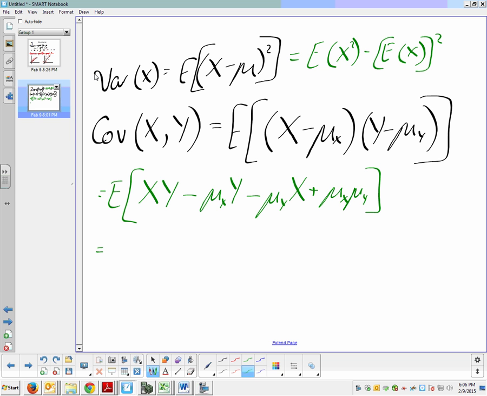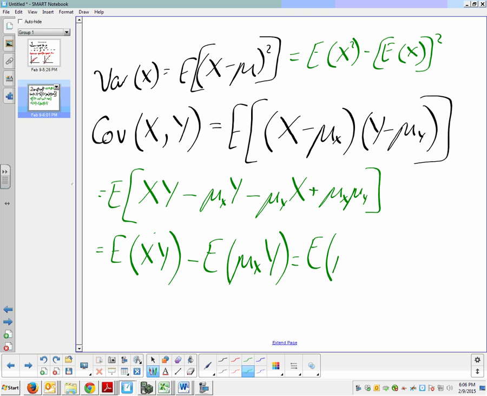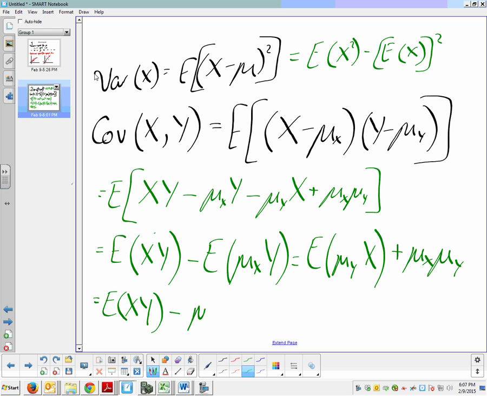And since expectation can be taken through any linear expression, we get, sorry, it should be mu y x plus mu x mu y. Mu x and mu y are just numbers, so you can take them out as factors. So we get that the covariance is given by the expectation of xy minus mu x times the expectation of y minus mu y times the expectation of x plus mu x mu y.